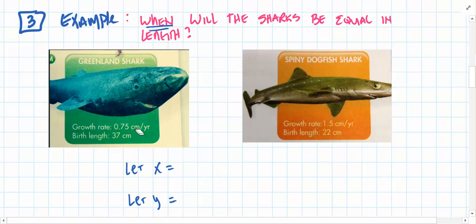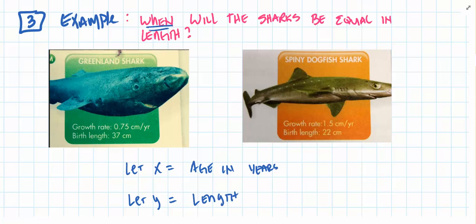Okay, so I'm going to say x has to be their age in years, and then y is going to have to be its length. Because after all, the length depends on the years. The years don't depend on the length; the length depends on the years. If this thing is 0 years old, then it's not even born yet, right? But when it first comes out, it'd be 37 centimeters and then 22. So I'm going to define my variables here. I have an independent and I have a dependent variable.